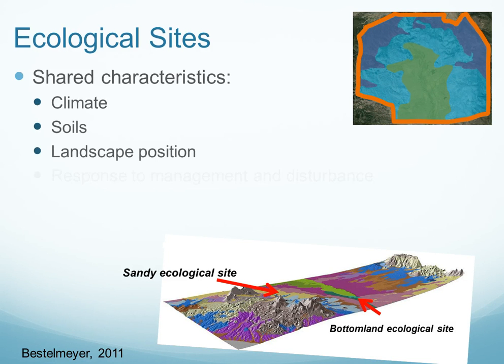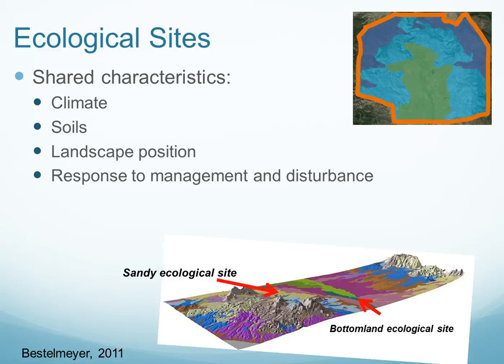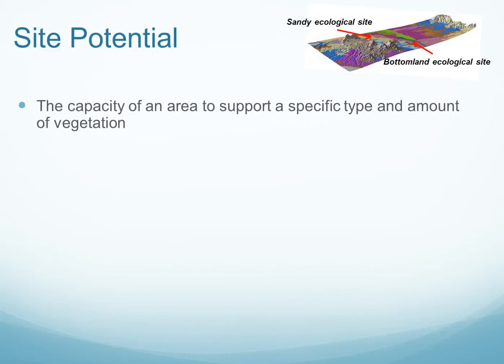Ecological sites are united by shared characteristics of climate, soils, position in the landscape or topographic position, as well as how they respond to management and to disturbance. One of the key concepts of ecological sites is that they share a site potential. Each different ecological site has its own site potential. Site potential is the capacity of an area or piece of land to support a specific type and amount of vegetation. The potential of a site depends on climate, soils, and topography.